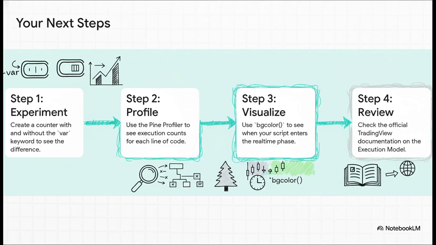Second, use the Pine Profiler. It will literally show you how many times each line of your code is being executed. Third, visualize the change. This is so cool. Use the bgcolor function to change your chart's background color when barstate.isrealtime is true. You will see the exact moment your script switches from historical to real-time mode. And finally, of course, review the official docs to go even deeper on this stuff.